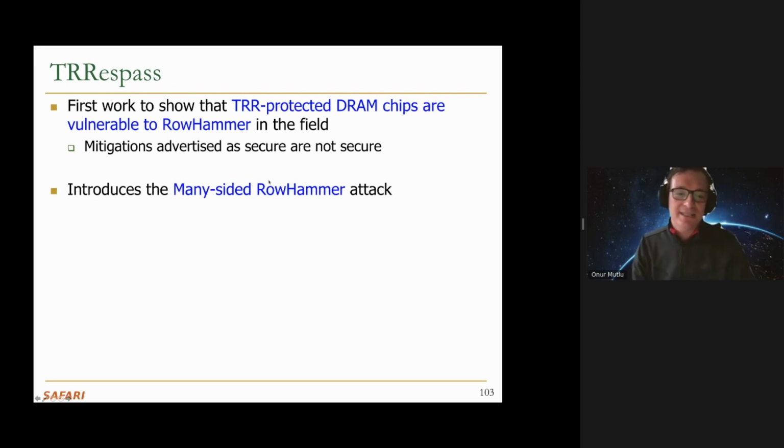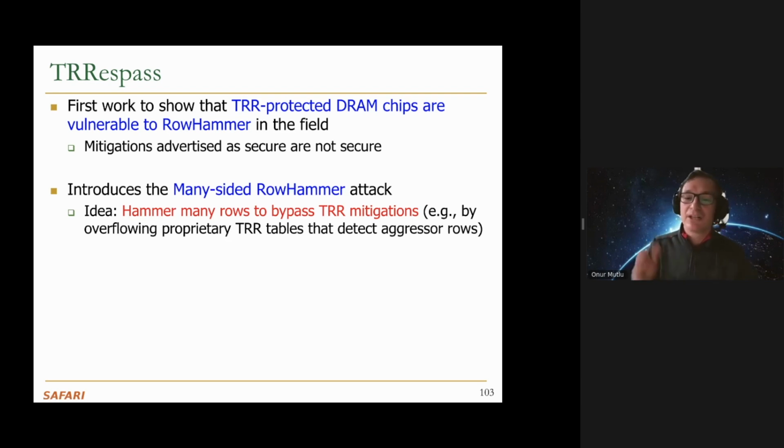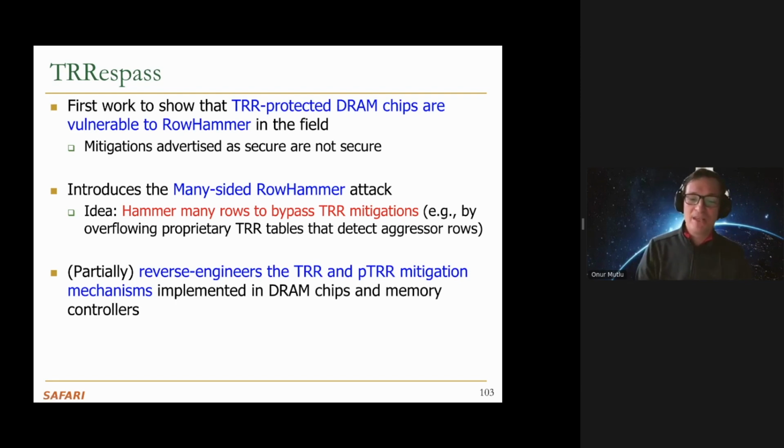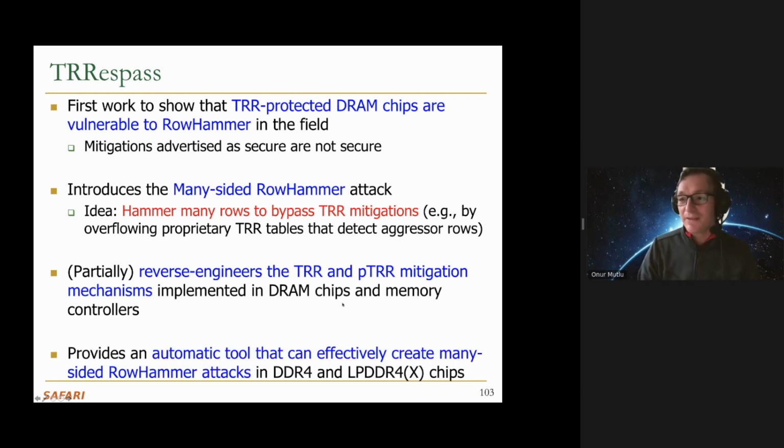And the way it does this is it introduces the many-sided Rowhammer attack, meaning that you can hammer many, many rows, not just 2 rows or 1 row. If you hammer many, many rows, you can bypass these mitigations that are put into place by the manufacturers, for example, by overflowing proprietary tables that detect these aggressor rows internally in the DRAM chip. And to be able to do that, we partially reverse engineered the existing TRR mechanisms implemented by the DRAM chips and memory controllers. And we do this by providing an automatic tool that can effectively create many-sided Rowhammer access patterns in DDR4 and LPDDR4 chips.